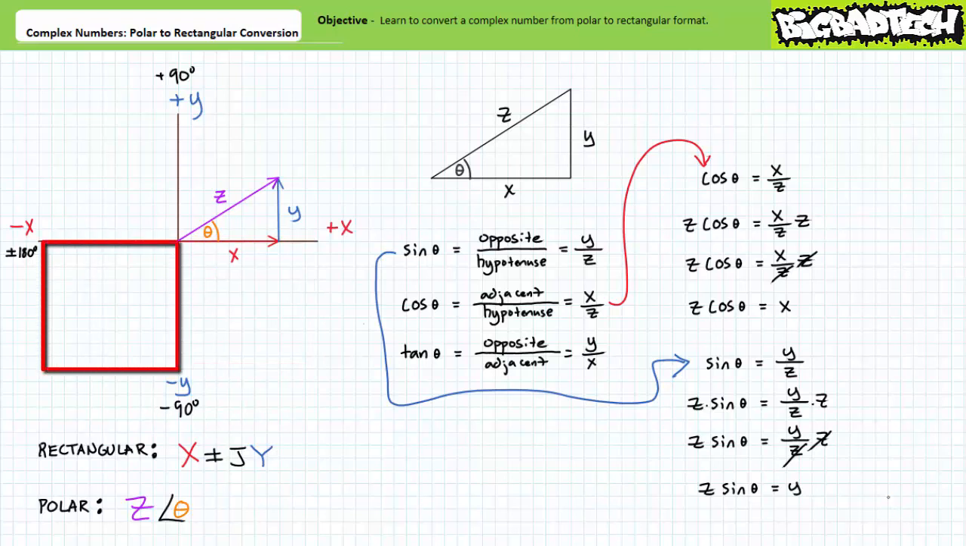And finally, complex numbers in polar format with angles between negative 90 degrees and negative 180 degrees place us in the third quadrant and should always result in a negative horizontal real x component and a negative vertical imaginary y component. Let's try some illustrated examples of conversion from polar to rectangular format.